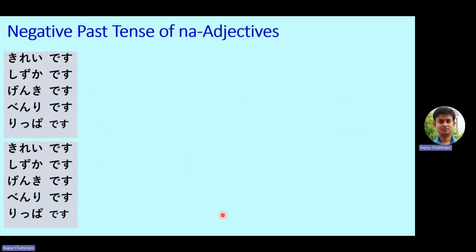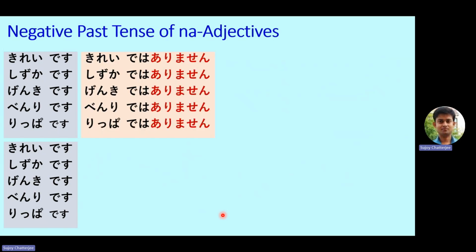Now the negative past tense of na-Adjectives. So first we saw the past tense of i-Adjectives, then negative past tense of i-Adjectives, then past tense of na-Adjectives, and now finally the negative past tense of na-Adjectives. We have the same set of examples: kirei, shizuka, genki, benri, and rippa. In the present form, kirei desu becomes kirei dewa arimasen. Shizuka dewa arimasen. Genki dewa arimasen. Benri dewa arimasen. Rippa dewa arimasen. That means this is the present negative form of these na-Adjectives.